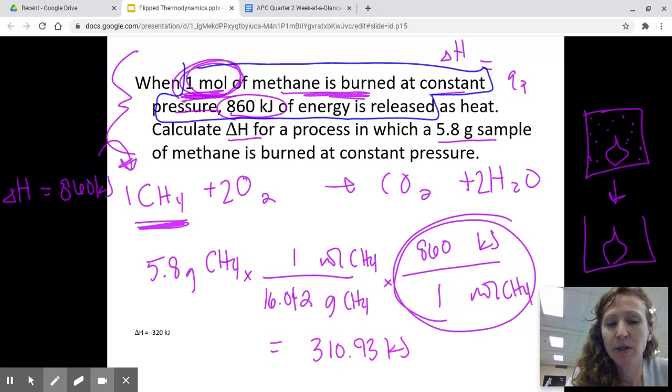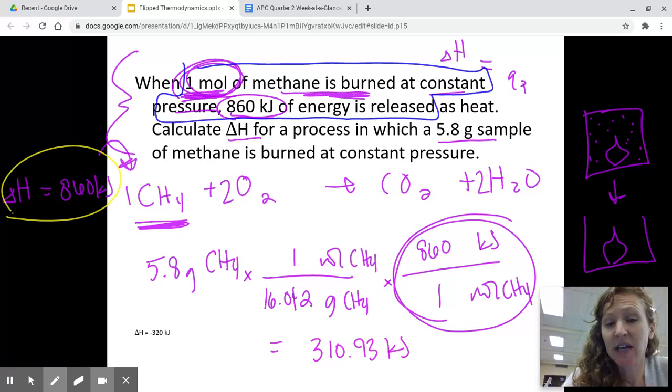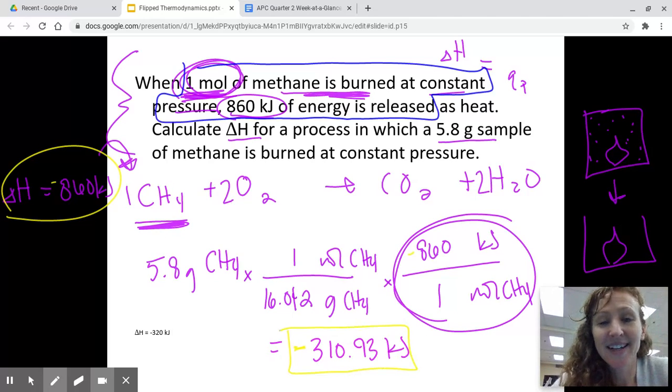When 1 mole of methane is burned, 860 kilojoules of energy is released. So what should the sign be on this? Should that sign be positive or negative if energy is released? From the point of the system, the energy is going from the system into the surroundings, released into the surroundings. And so that should be a negative. Now, if you put a negative here, your answer would come out negative also. Or you can sit and think at the end, okay, I'm burning 5.8 grams of sample. Heat is going to be released from the system to the surroundings, so my answer should be negative. Ta-da! And there you go.